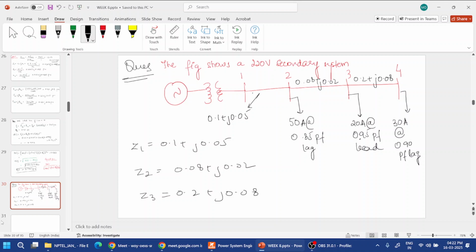V1 at this node is 220 with angle 0. Let's say these currents are I2, I3, and I4. So I2 will be 50 at power factor 0.85, which we can write as 50 at angle minus 31.788. I think I have written it correctly. If not, you can write in the chat box.